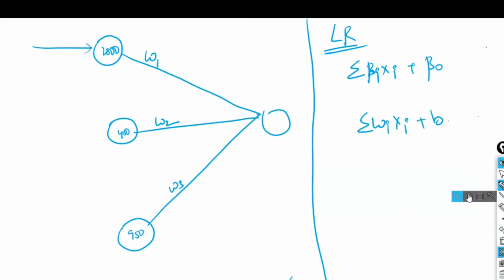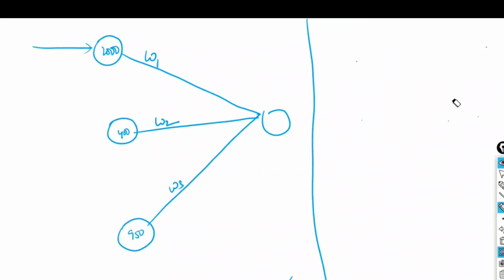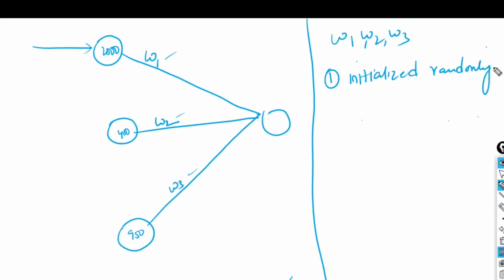Sir, how are these weights selected? Okay, wi xi plus b is clear. Now how are the weights, weight 1, weight 2, weight 3, W1, W2, W3, initialized? From where do you give the weights? How are the weights calculated? First step, weights are initialized randomly.